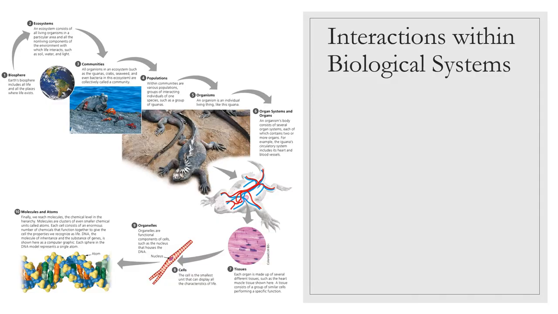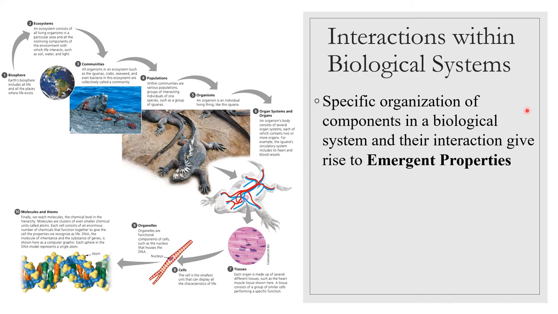Now, there's going to be lots of interactions. We've already talked about this before, about these different biological levels of organization. One of the key points I want to point out on this slide is that when we go down to the very small level of the atoms and molecules, the atoms and molecules are not alive. Okay, on their own, they are not living.